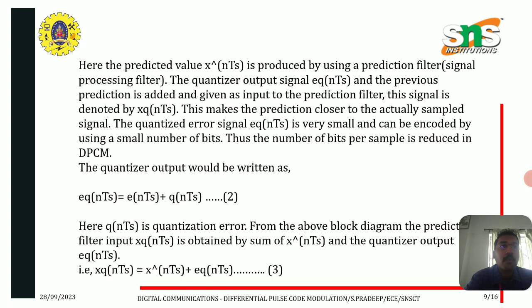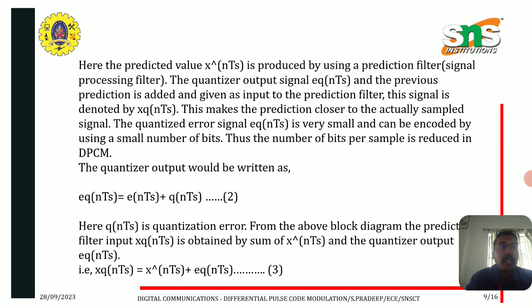The quantizer output eq of nTs and the previous prediction are added and given as input to the prediction filter. This signal is denoted by xq of nTs. This makes the prediction closer to the actual sampled signal. The quantized error signal eq of nTs is very small and can be encoded by using a small number of bits. Thus the number of bits per sample is reduced in DPCM. The quantizer output equation is given in equation number 2. Here q of nTs is the quantization error.